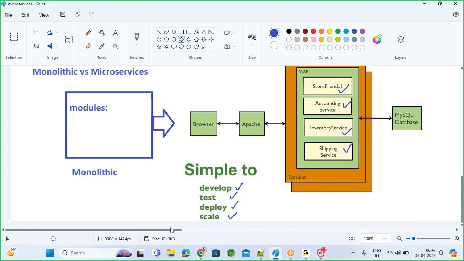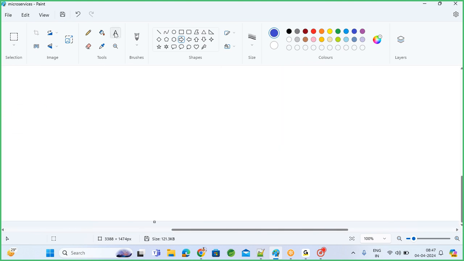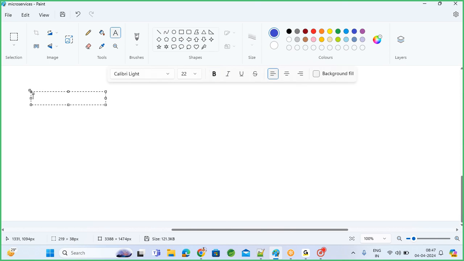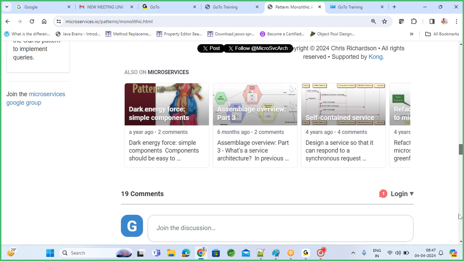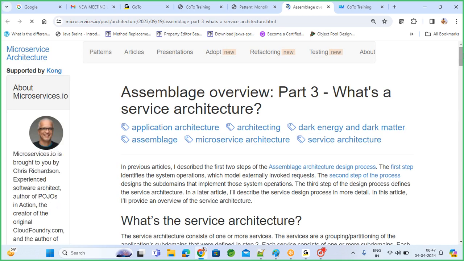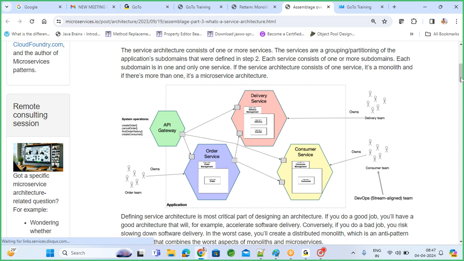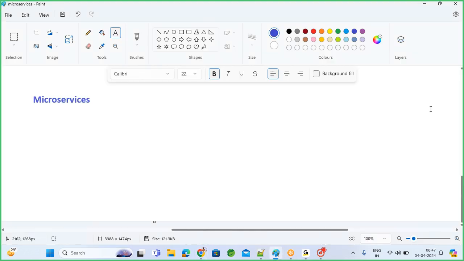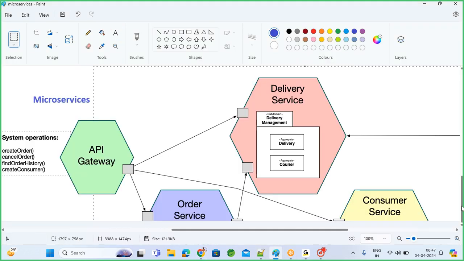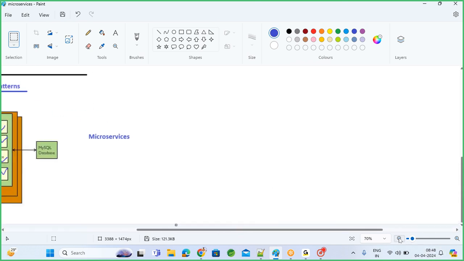When you see microservices architecture, we implement them as services. Microservices implement each module as a service. Each module we implement as a service. I have a basic diagram here, let me copy and paste it and get more space. It is a big picture.